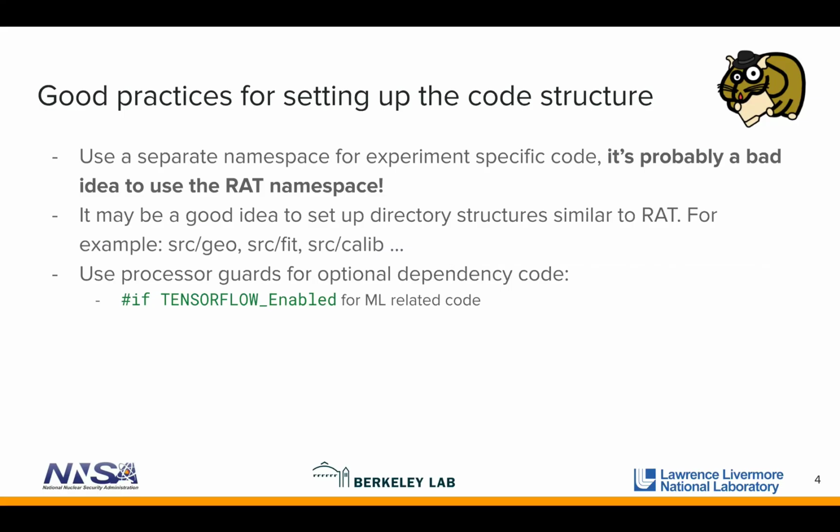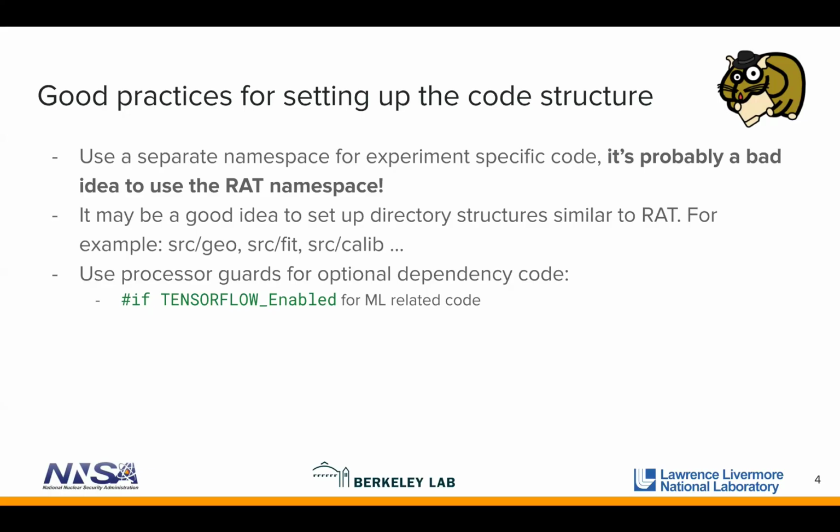Some good practice. This is just generally how we do things in EOS. You don't have to follow this, but it's probably a good idea to do these things. So in C++, you should probably use a separate namespace for all the experiment-specific code, because very quickly you realize a lot of the code you write starts to overlap with some of the rat methods and classes that you have. So we use a different namespace for all of our code in EOS. Do not use the rat namespace in the private experiment unless you sort of have to.